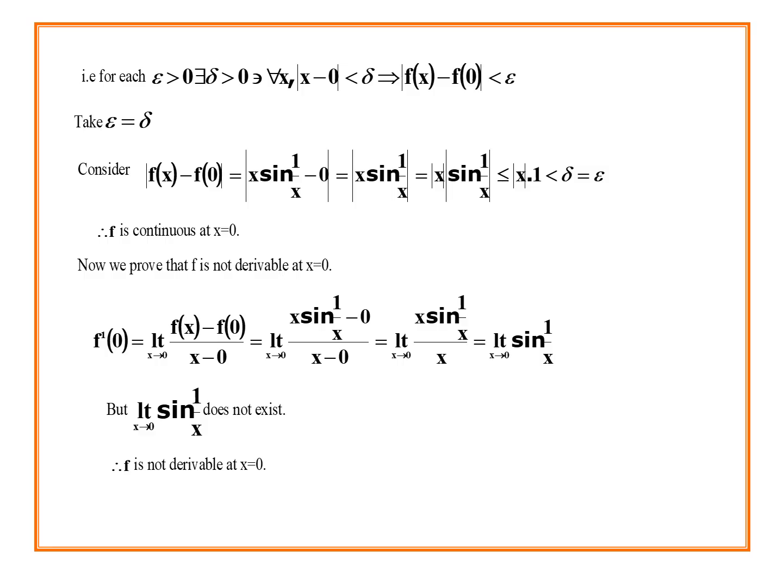Now we have to prove that f is not derivable at x is equal to 0. Now we are finding the derivative of f of x. F dash 0 is equal to limit x tends to 0 f of x minus f of 0 by x minus 0. That is equal to limit x tends to 0 x sin 1 by x minus 0 by x minus 0. That is equal to limit x tends to 0 x sin 1 by x by x. That is equal to limit x tends to 0 sin 1 by x. But limit x tends to 0 sin 1 by x does not exist. Therefore, f is not derivable at x is equal to 0.